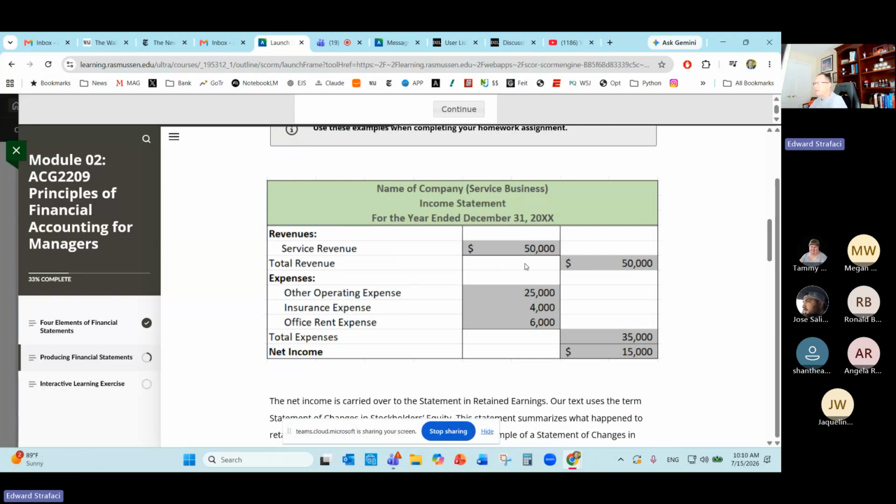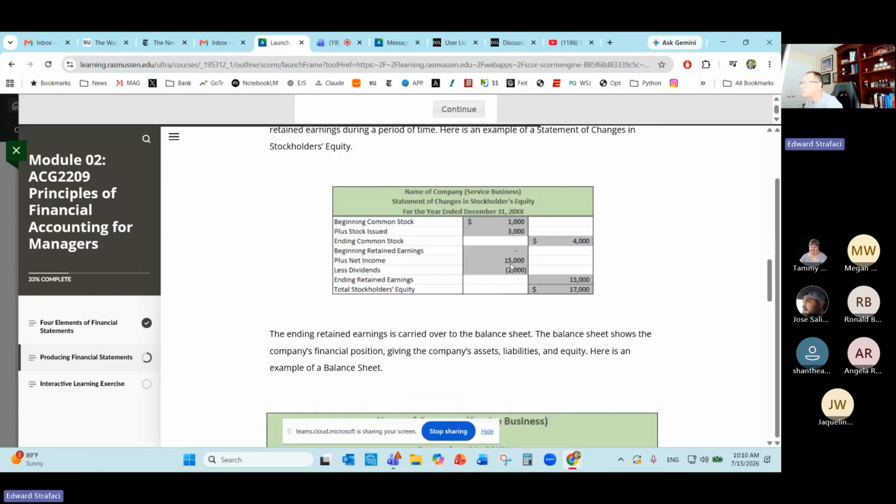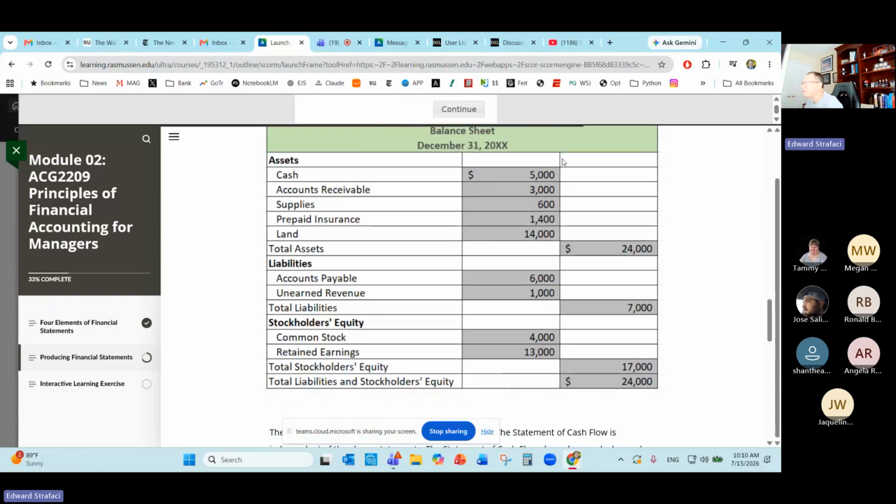This would be your income statement. This would be your statement of retained earnings. Here's your balance sheet. Notice that balance sheet. Use these for your assignment, but I gave you an example, by the way. Notice here's all your assets. They total up here. I don't like the way they did this. They should have done two sides, but you could do it this way too.